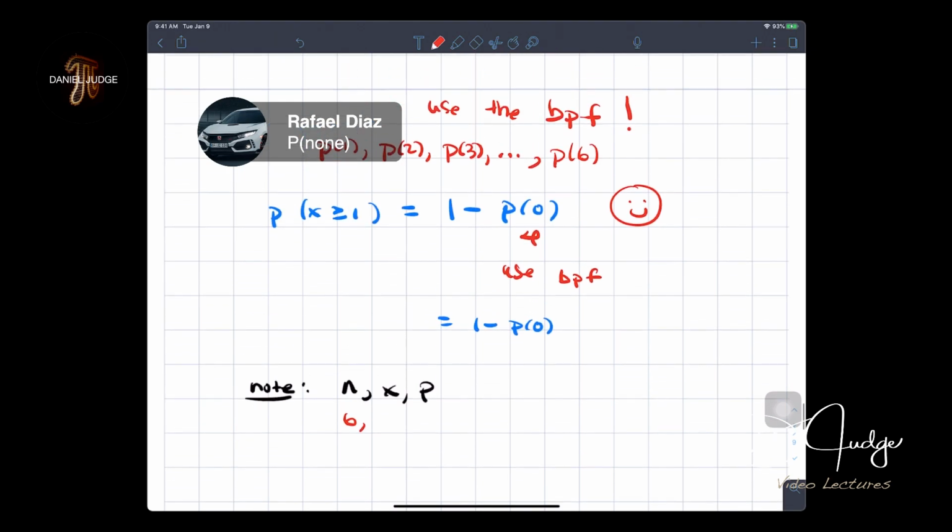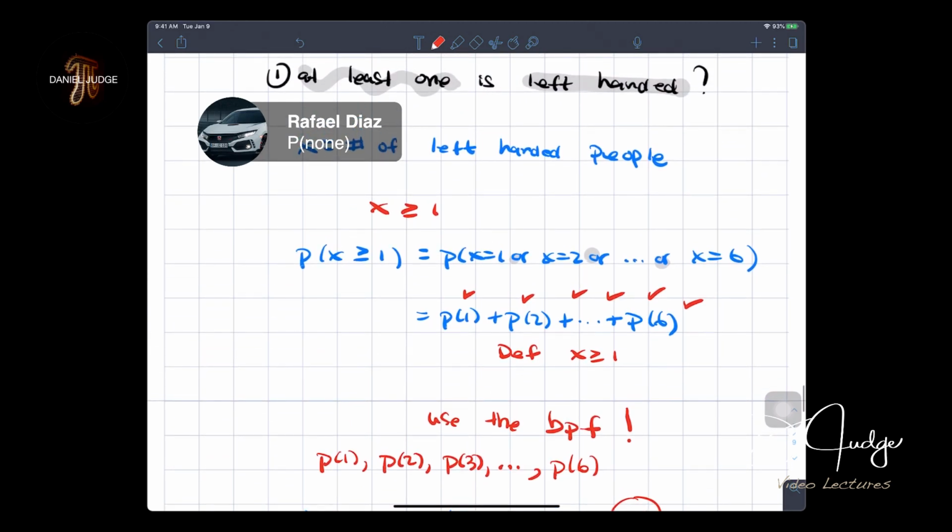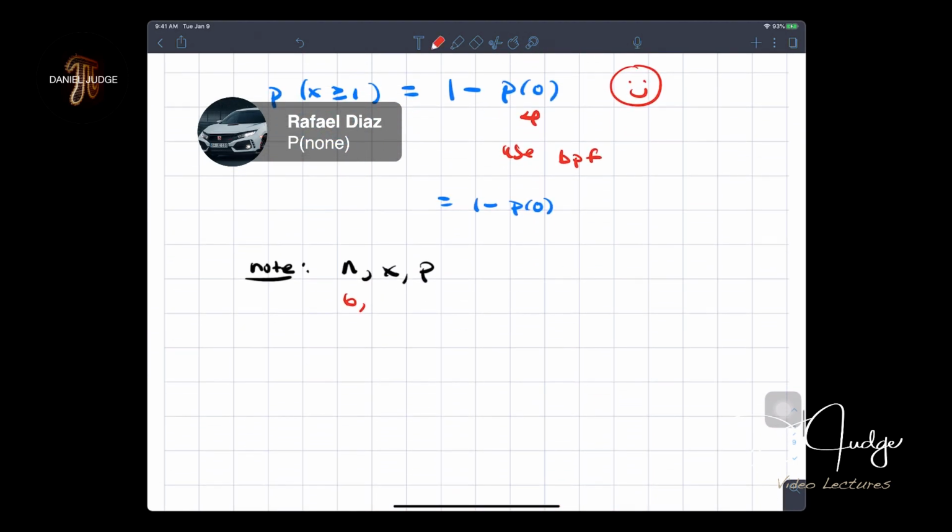X is the number of successes. Let it be what's in the question. So X here is the number, again, of left-handed people. So if they say P of 0, right here, this is the X value. So X is 0.